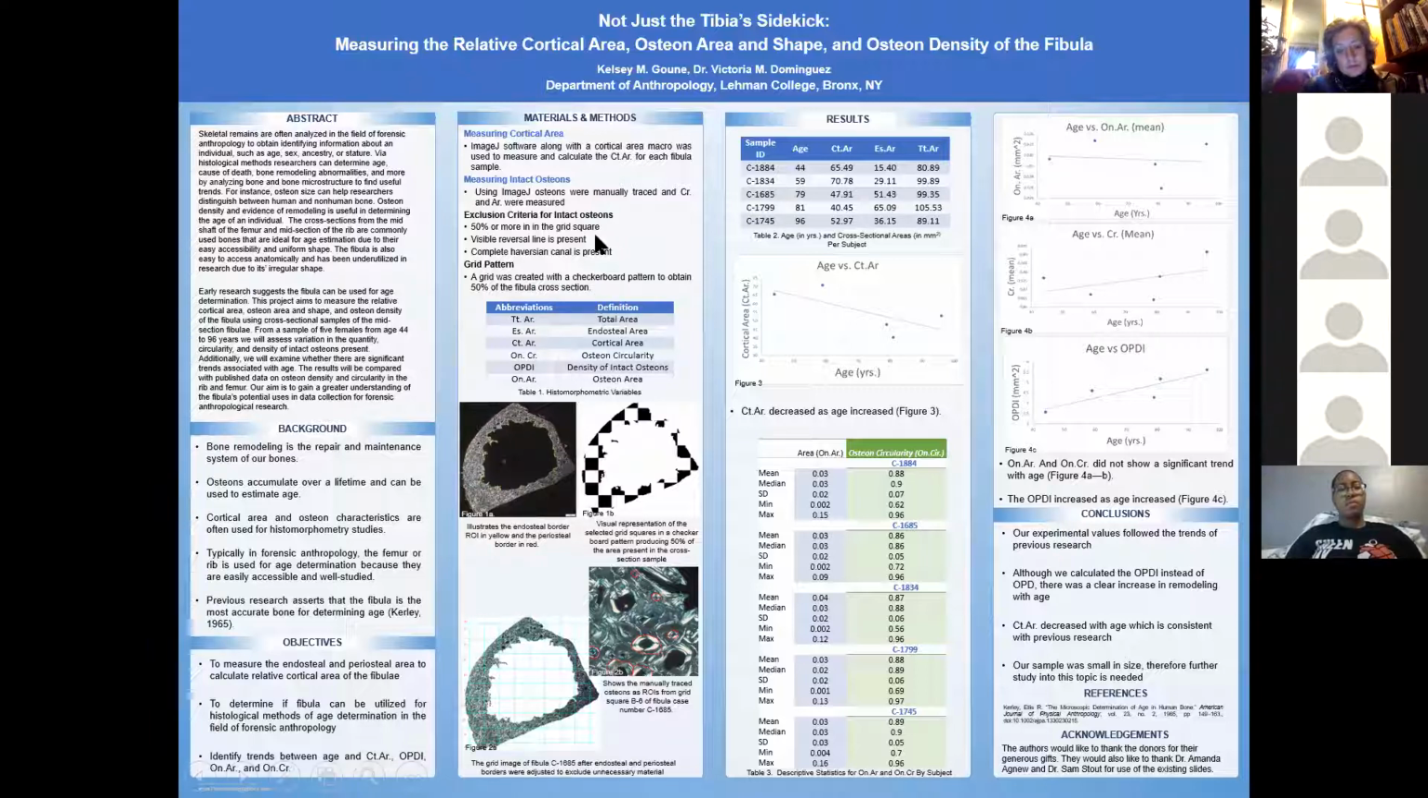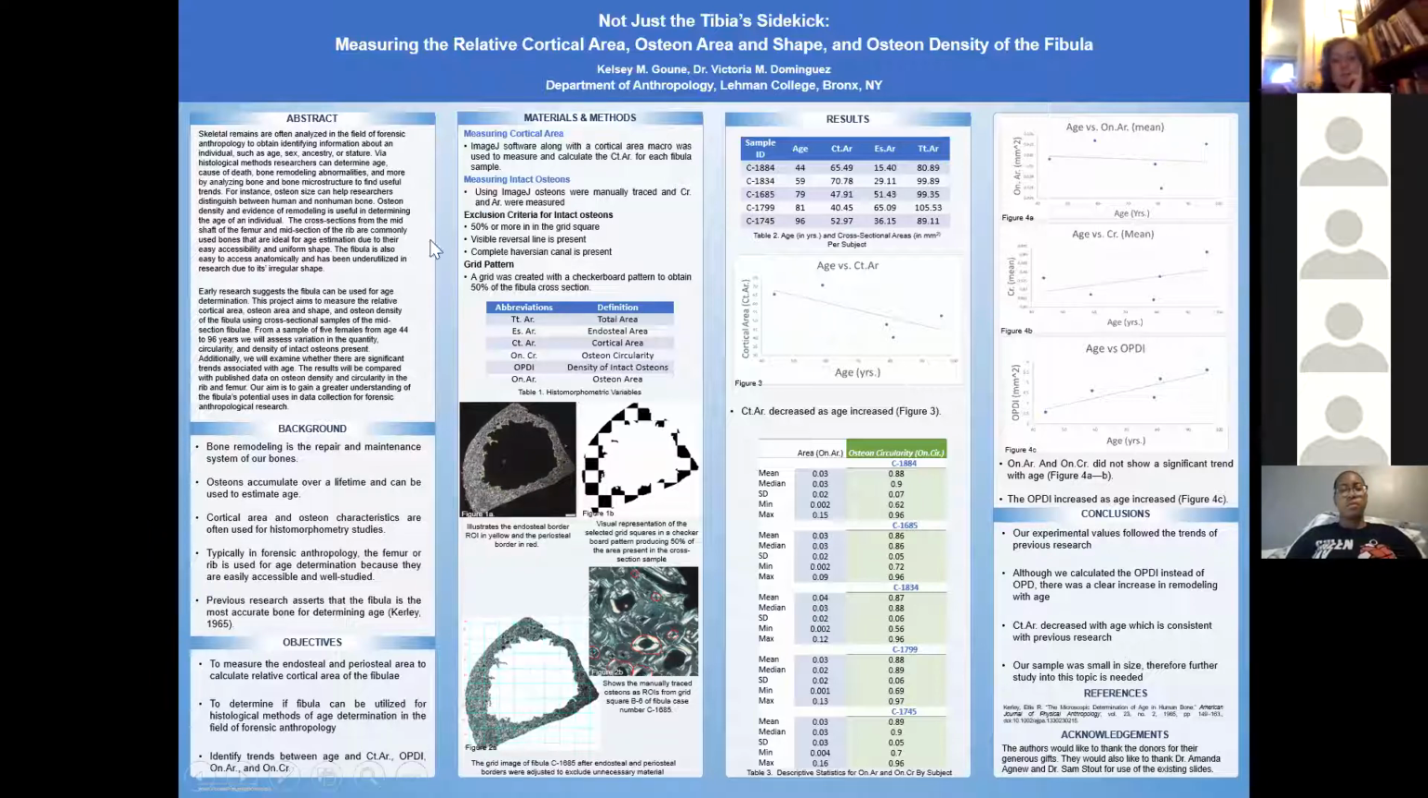In terms of how we conducted this experiment, I used an image software called ImageJ along with a cortical area macro set in order to find the cortical area of each fibula sample. Now, our sample is 5 individuals ranging from age 44 to 96, and they are all females. So this means that all of our samples are in the postmenopausal phase, and that's going to come in a little bit later.